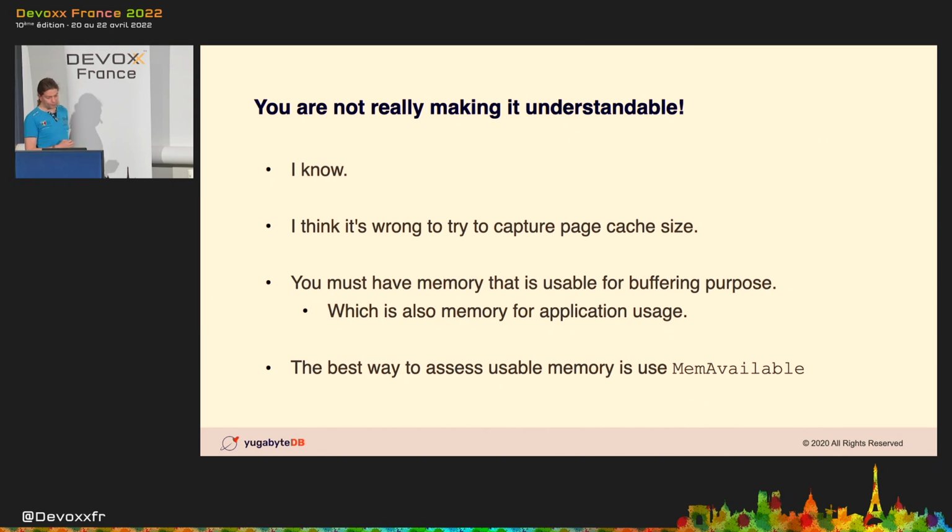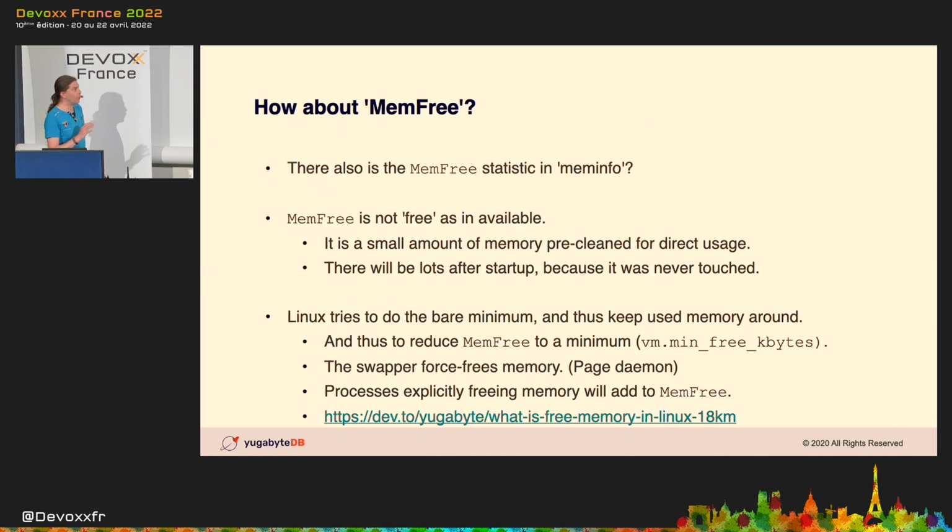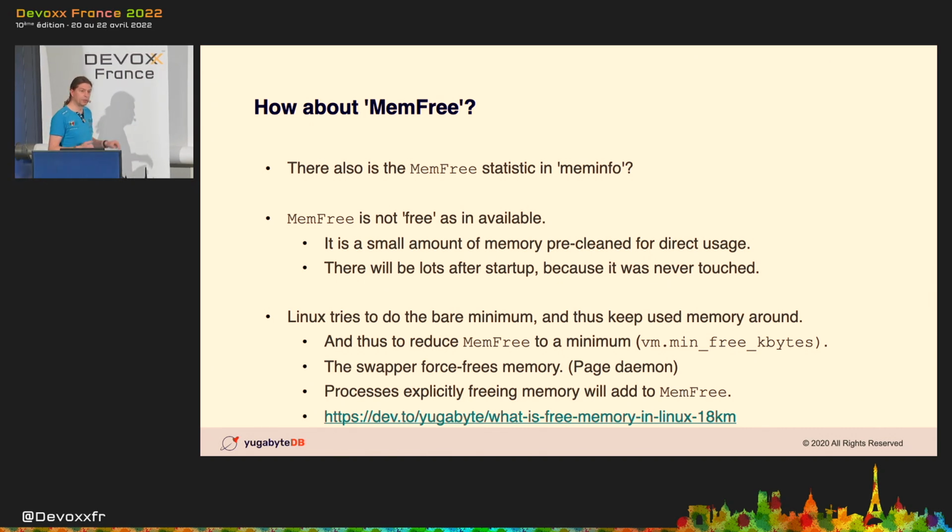What you should do is look at a statistic which is called memory available. And memory available is the one to look for. What I see a lot is that people look at mem-free, and mem-free has this natural thing of saying, okay, but that's the free memory I want to look for. Well, no, this is not the mem-free you're looking for. Mem-free is not available memory. This is actually kind of special. Mem-free is explicitly freed memory for reuse by processes if they allocate memory.